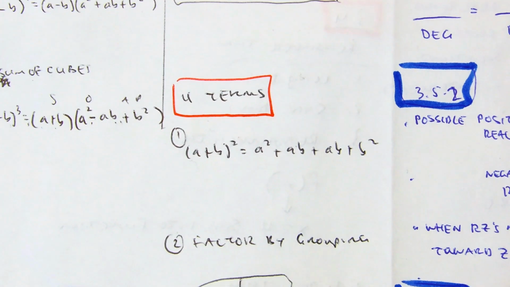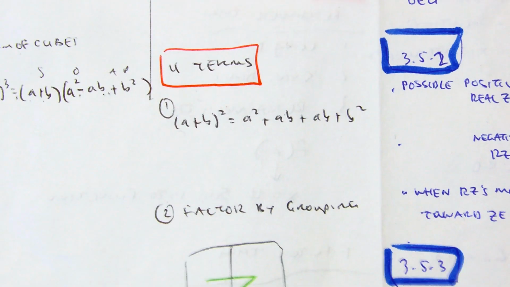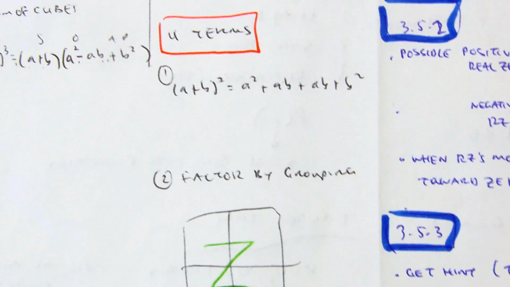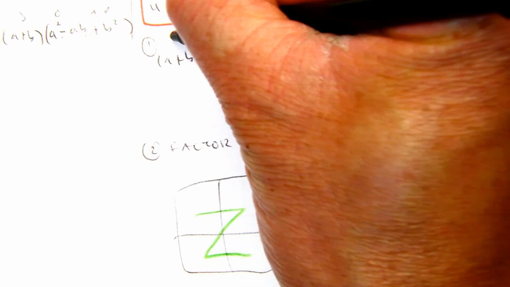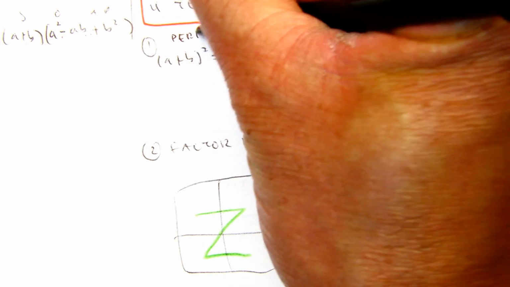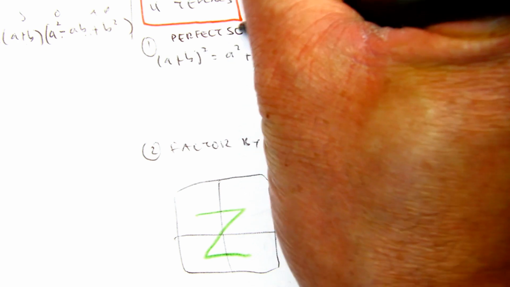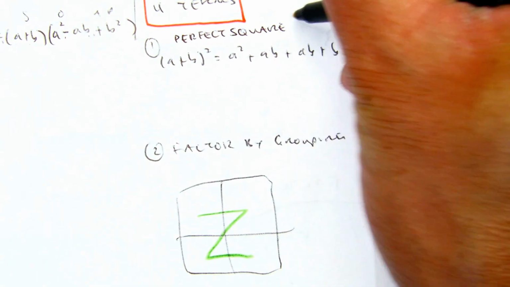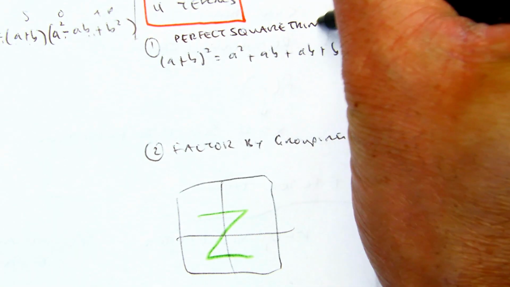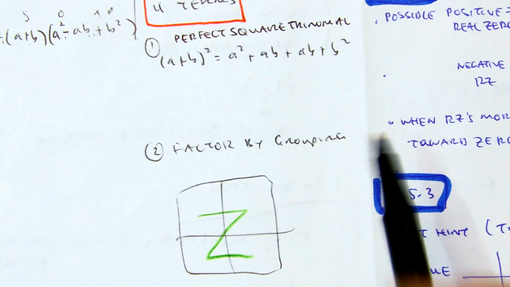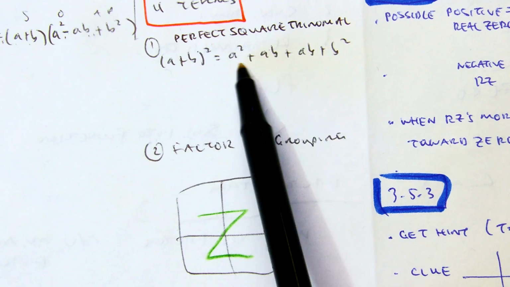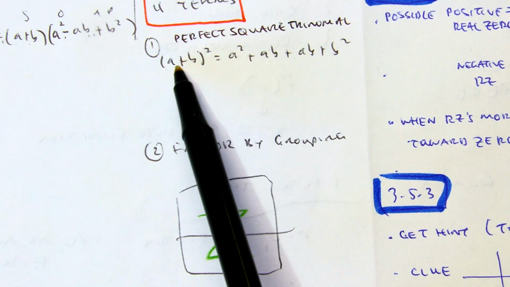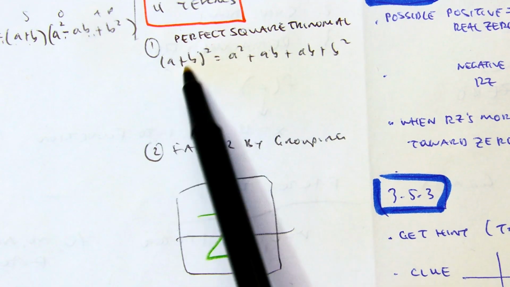Alright, if you count it and it has 4 terms, you have 2 situations here. This one is called a perfect square trinomial, because when you write it out, it actually looks like a perfect square. And really what it is, when you factor this, if you can squish it together, it's just a plus b, or a plus b to the second power.